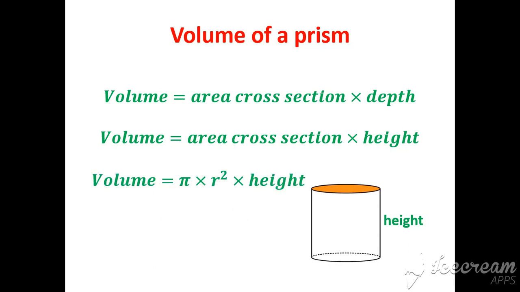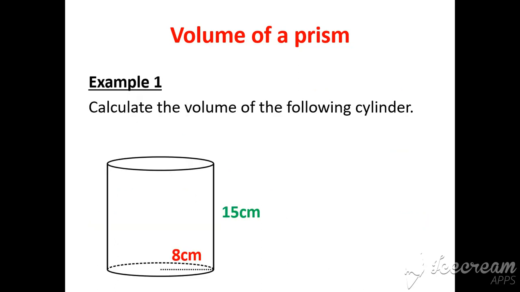Now we know the cross-section is a circle, so we know the area of a circle is pi times radius squared. That's the cross-section of a cylinder, the area of a circle. So we've just got pi times radius squared times height, and we could abbreviate it in algebra to pi r squared h, because we don't do the times in algebra. So let's get into using this formula and showing you how it works.